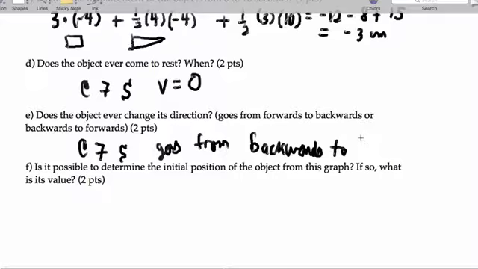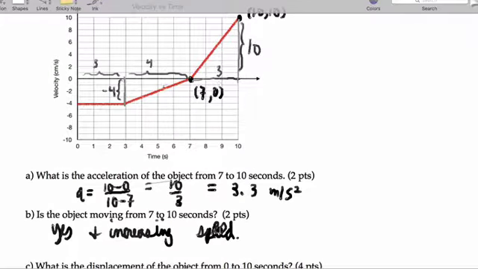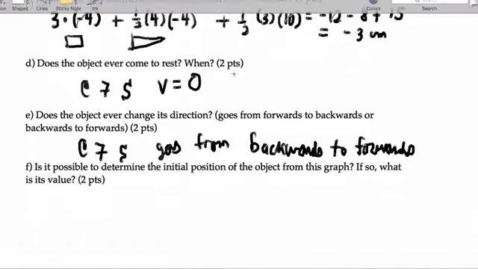to forwards. And the reason you can tell that is if you look at this graph, all of this is negative backwards motion. It is going backwards, but it's slowing down. It stops, and then it starts moving forward and speeding up. Is it possible to determine the initial position from the graph? No, never from a velocity graph.